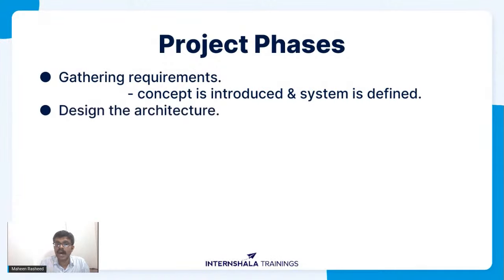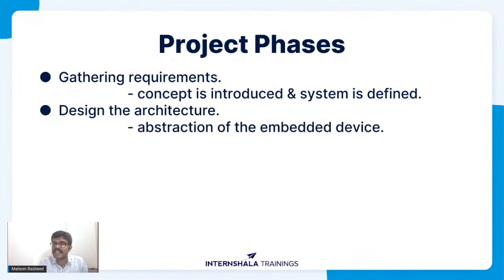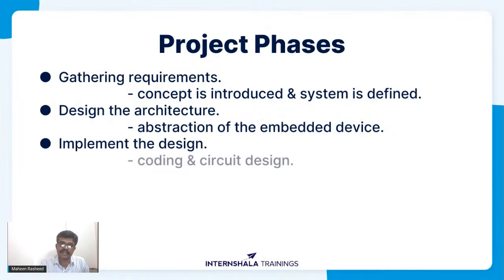In the next phase, the architecture of the embedded system is designed. Based on the functionalities that we finalized in the previous phase, the architecture is designed here. The architecture for both software as well as hardware is designed in this phase. Architecture is actually an abstraction of the embedded device. In the next phase, we implement the design. The entire development of the embedded system happens in this phase. That is, we code and we design the circuit based on the architecture that was designed in the previous phase. Then we test the system.